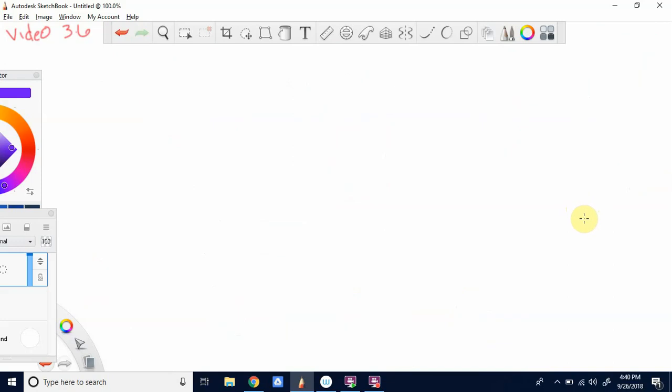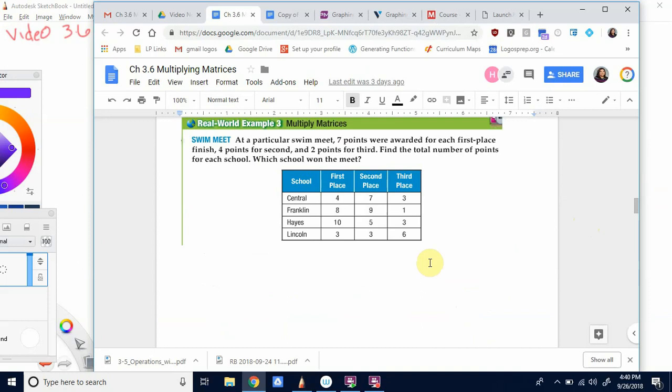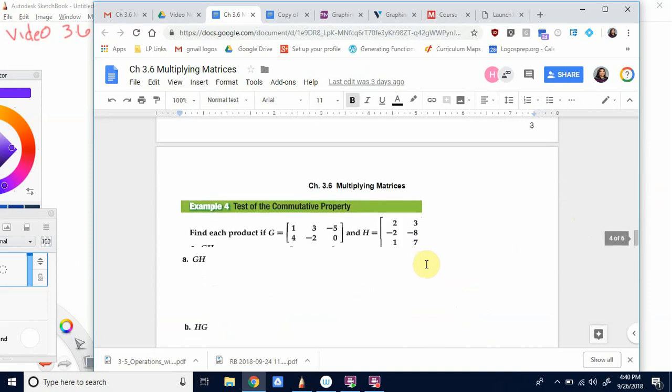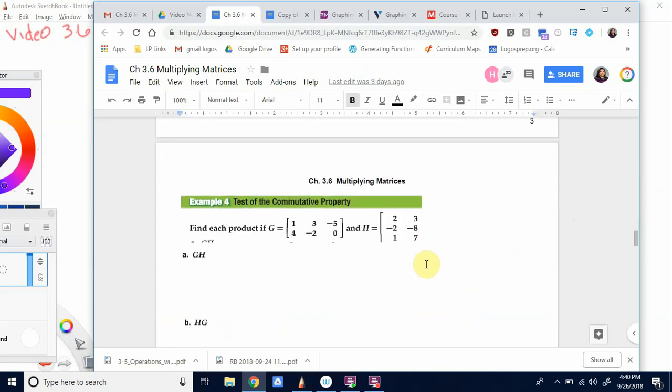Let's now look at example 4. We're going to test the commutative property. Remember, we said matrix A plus matrix B does equal matrix B plus matrix A. Same thing applies to multiplication. We know in real numbers, the commutative property does exist, but does it for multiplication? Does it exist for multiplication of matrices?